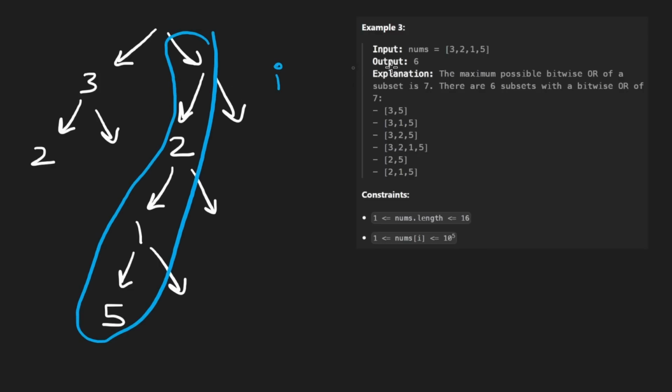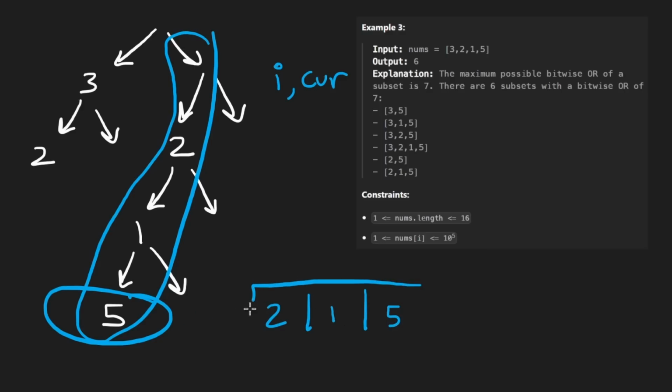One is index I. It's going to tell us which position we're currently at. And another could be the current OR that we have. Initially, it'll start as 0. Every time we choose an element, we're going to take that element and OR it with the current OR. So by the time we reach the bottom, that's the base case, we're going to have 2 ORed with 1 ORed with 5. This is what we're going to have.